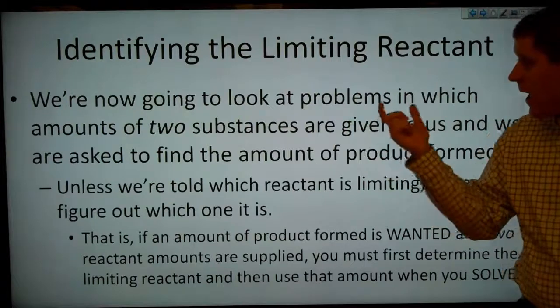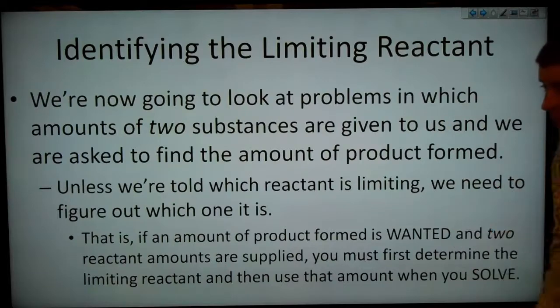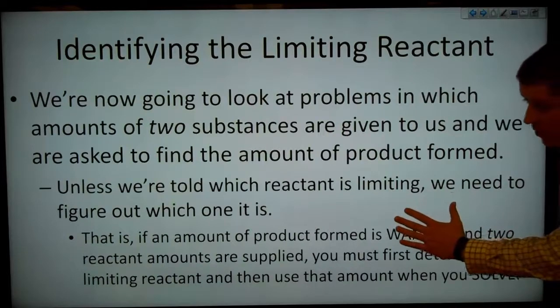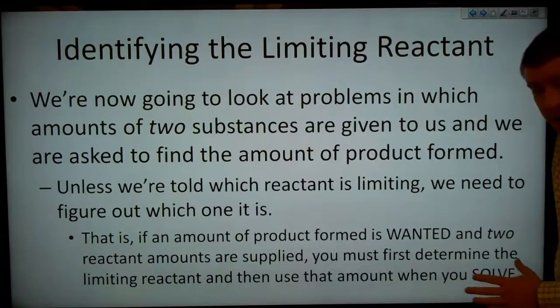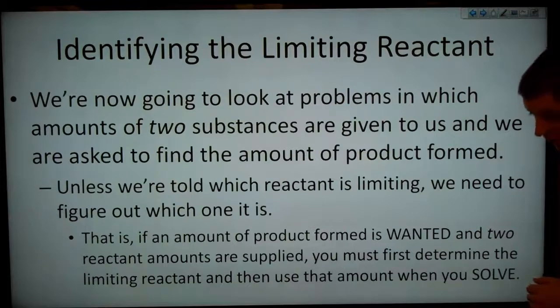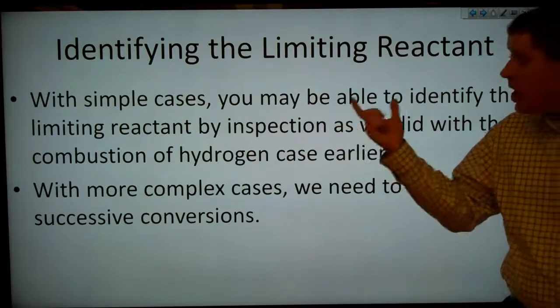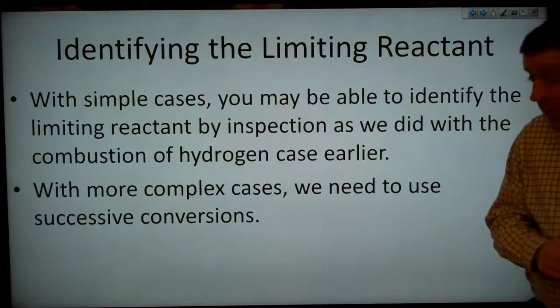But we're now going to look at problems in which amounts of 2 substances are given, and we're asked to find the amount of product formed. So unless we're told which reactant is limiting, we need to figure out which reactant is the limiting reactant. That is, if an amount of product formed is wanted and 2 reactant amounts are supplied, you must first determine the limiting reactant and then use that limiting reactant amount to solve to determine how much of our product can be formed. So with simple cases, you may be able to identify the limiting reactant by inspection, as we did with the combustion of hydrogen earlier.